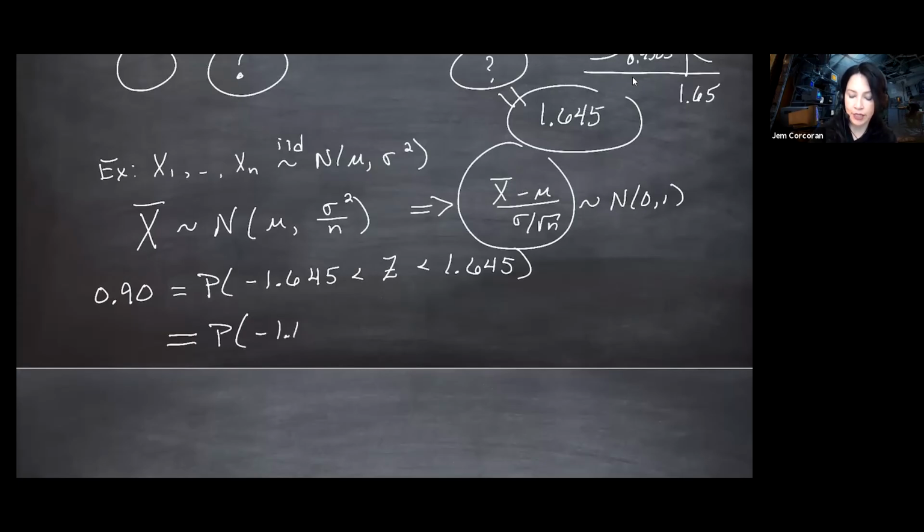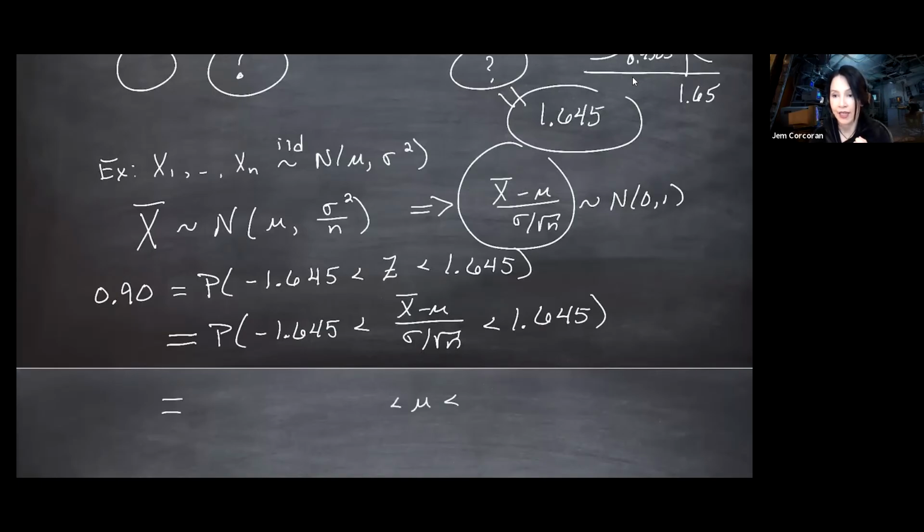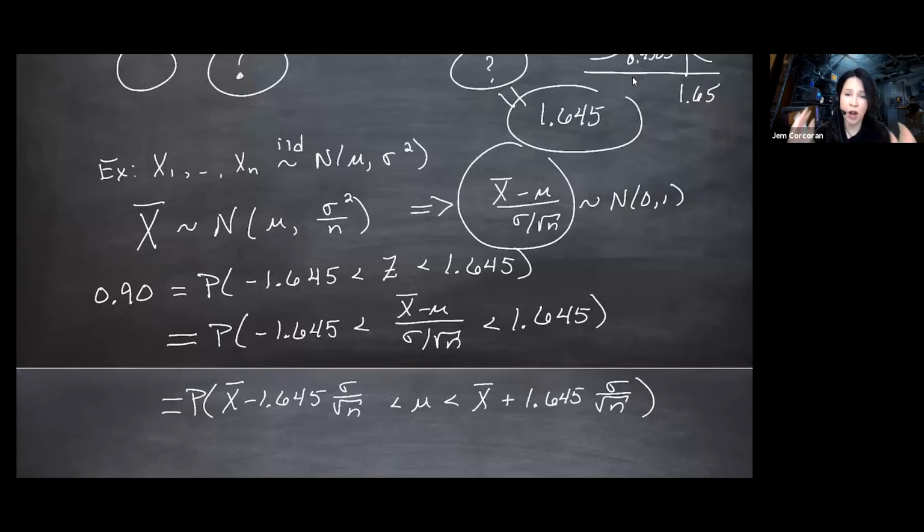So this is negative 1.645 less than (X bar minus mu) over (sigma over the square root of n) less than positive 1.645. And now the goal is to solve for the unknown parameter in the middle. So there's only one unknown parameter here because sigma was known to us. And if you move things around and are careful about multiplying by negatives and things flipping, you'll get X bar minus 1.645 times sigma over the square root of n, and then you'll get that thing with a plus sign on the other side. And then this is kind of a funny probability statement for us.